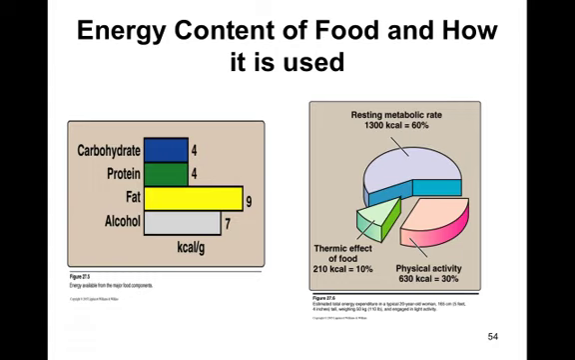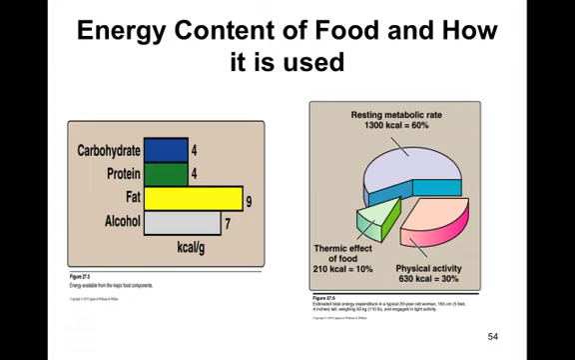So the values for the energy content of different foods are: carbs and proteins have the same, which is 4 kilocalories per gram. Fat has the highest, 9 kilocalories per gram, and alcohol, which is metabolized to carbon dioxide and water, has 7 kilocalories per gram.